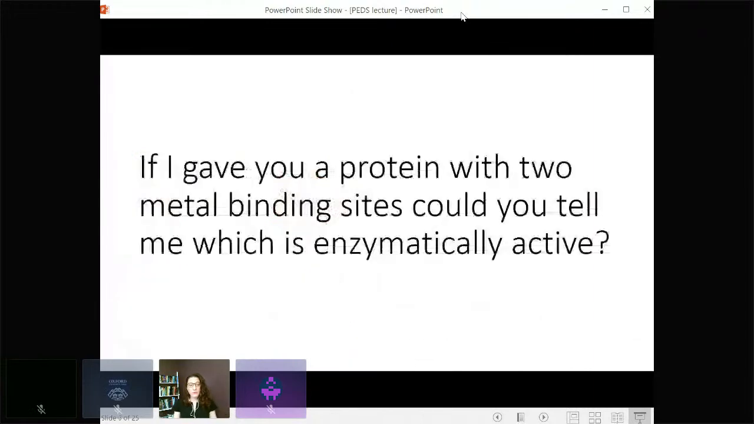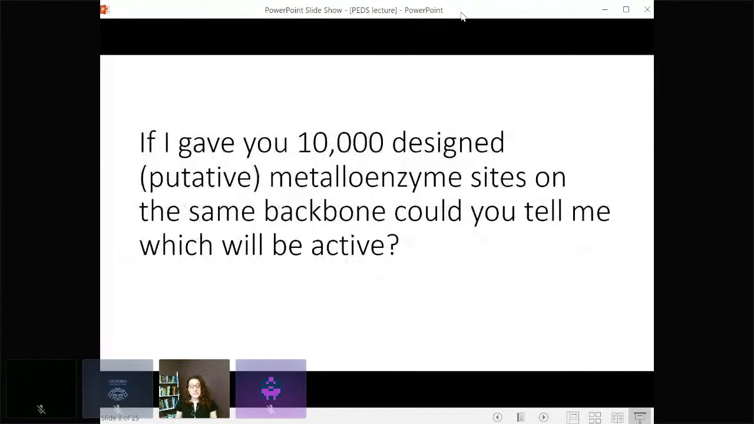Now, if we were to have some machine learning algorithm that did this, then the hope is that it could do two things. It would be able to say that if I gave you a protein with two metal binding sites, you could tell me which is the enzymatically active one. This should be useful to biochemists. And for protein designers, closer to my heart, if I gave you 10,000 designed putative metalloenzyme sites on the same backbone, could you tell me which will be active? Right? That's what we want.